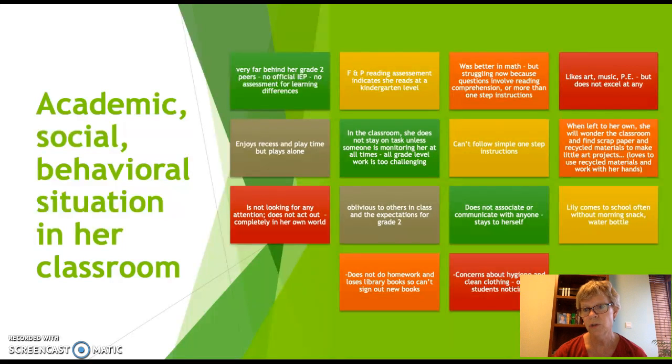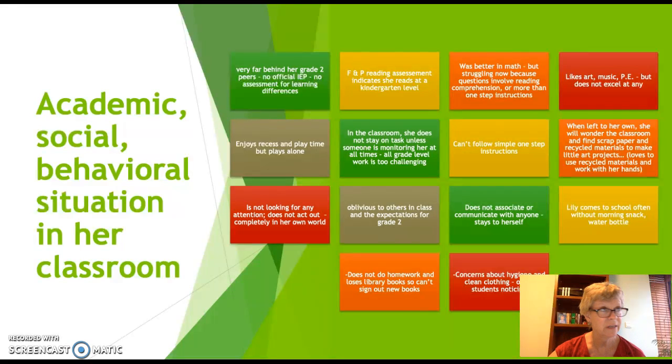But when left to her own, she'll wander around the classroom and try to find scrap pieces of paper and recycled materials and do all kinds of little crafty projects, make little mini books. She doesn't really show any real talent necessarily at it, but she likes to just fuss and tape and glue and cut and things like that. So she's creative that way.